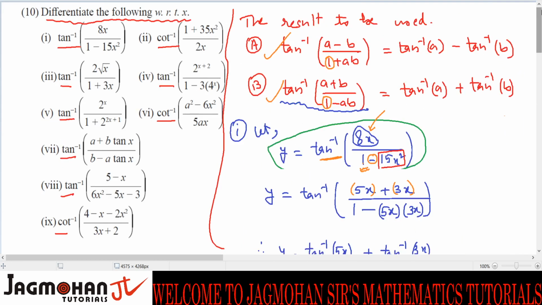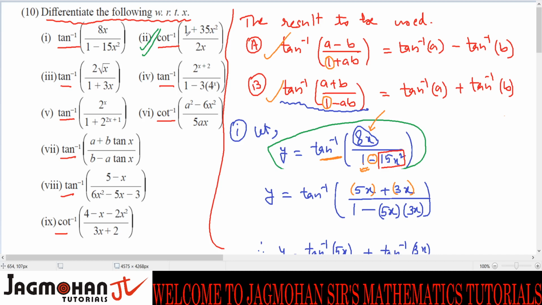Okay, now the same thing you can apply for question number 2. Here what you should do is, for question number 2, the first step, you have cot inverse. So the first step you will write tan inverse. 2x will go in the numerator, and 1 plus 35x square will come in the denominator.